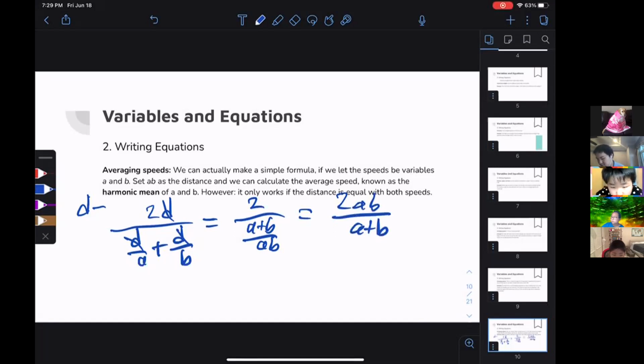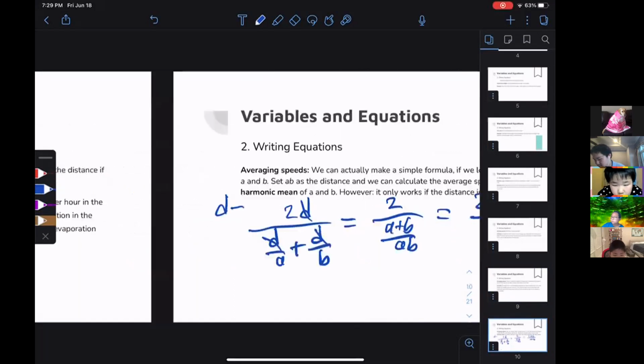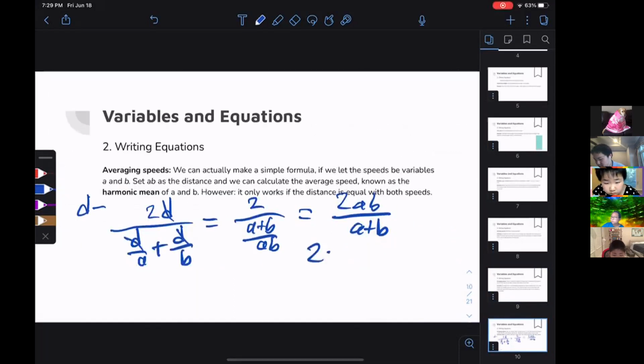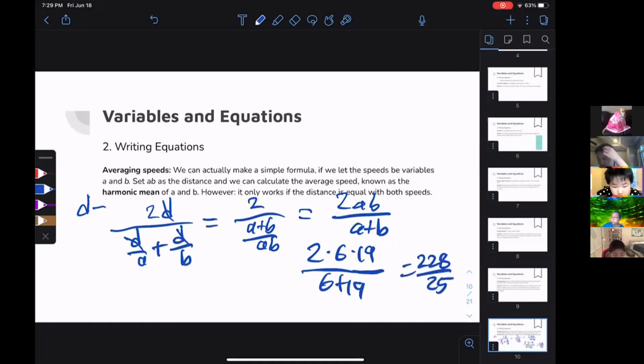And you'll notice that we can apply this to our previous problem back on this slide. We have 2 times the product of the rates, 6 times 19, over 6 plus 19, which is 228 over 25 again. And yeah, this formula is known as the harmonic mean, at least of two numbers. You'll probably run into it again later, but for now, this is the main place where it comes up.